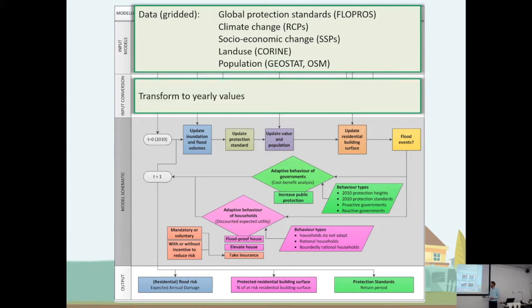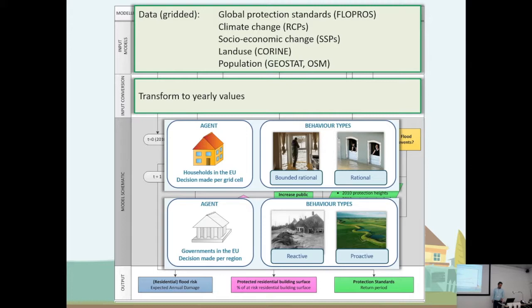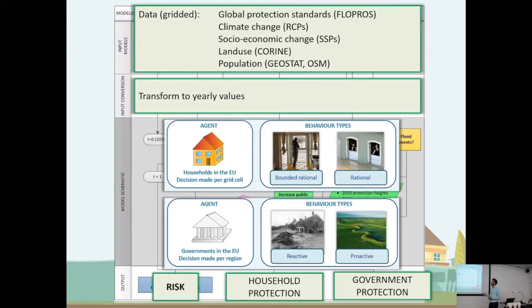We transformed it to yearly values so that we could come to this important section where households and government agents actually make decisions in yearly time steps to either do something or not do something. And then the output was a risk, which is a euro per year value, and the households that are protected and the government that are offered.